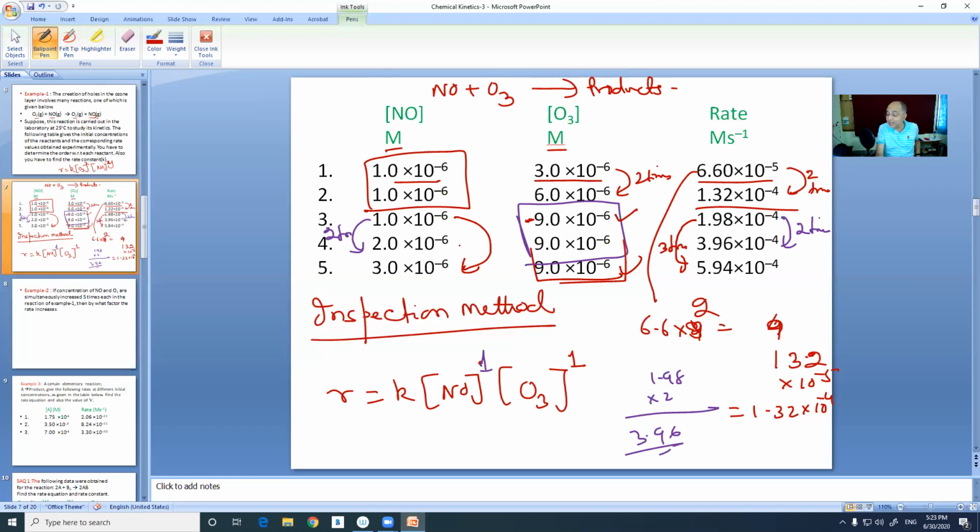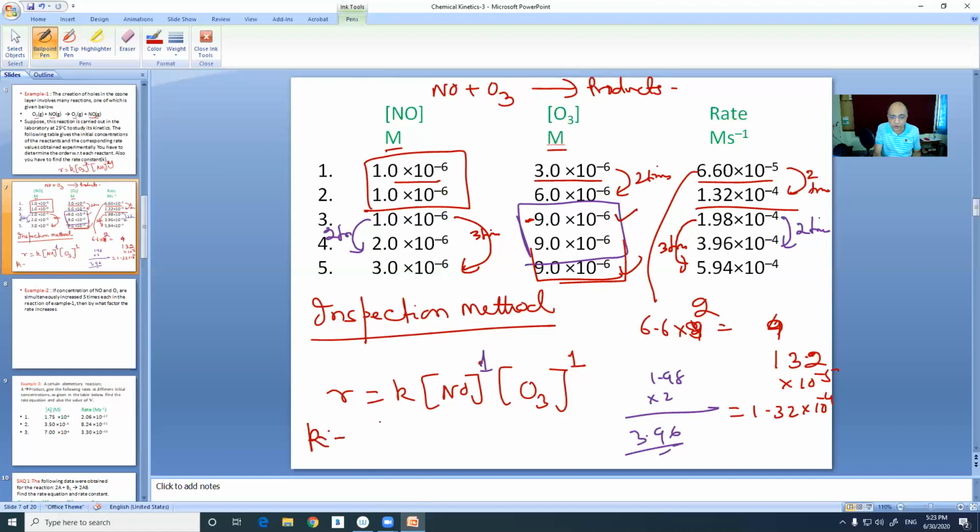So that also is a symptom of a first order reaction. So n times increase in concentration and n times increase in rate, first order. N times increase in concentration and n square times increase in rate, second order. And n times increase in concentration and the rate remains constant, zero order. That's it.